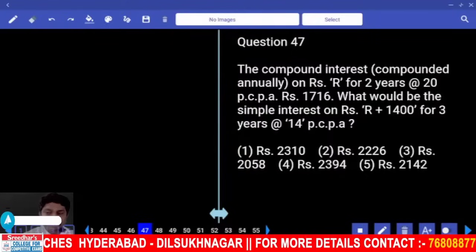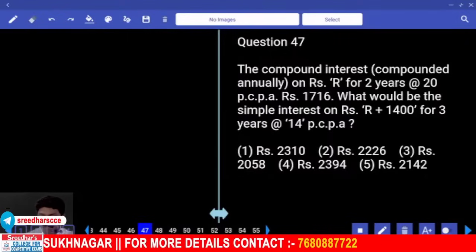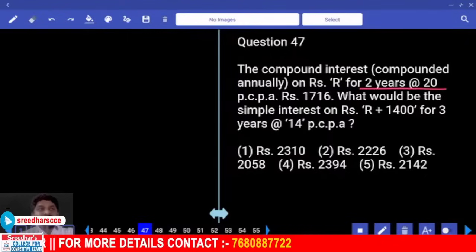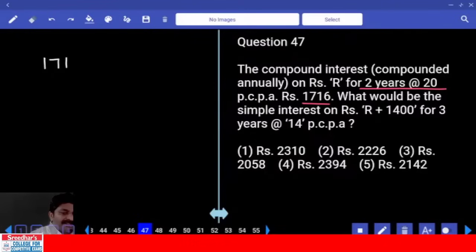Next. The compound interest on R% for 2 years at 20% per annum is 1716. What would be the simple interest on R plus 1400 for 3 years at 14% per annum? Okay. Compound interest for 2 years at 20% per annum, tell me in percentage. That is equal to 1716. Then 1% is equal to 1716 divided by 44.